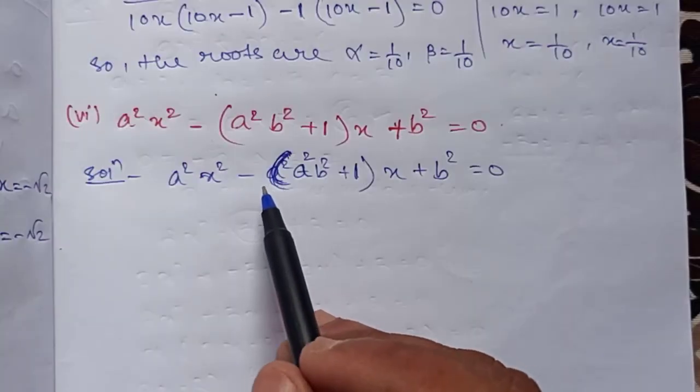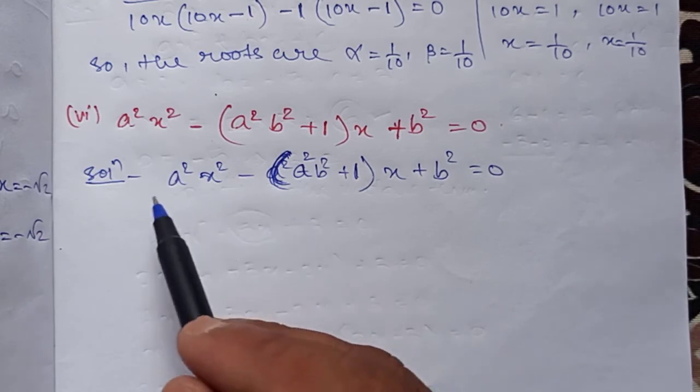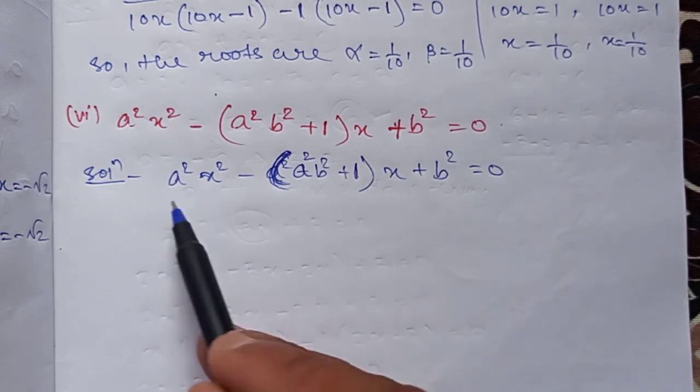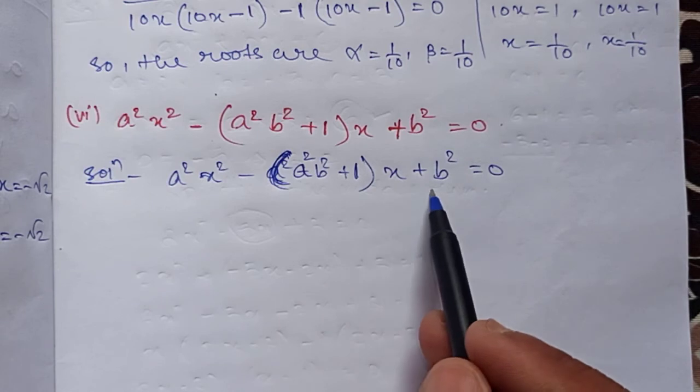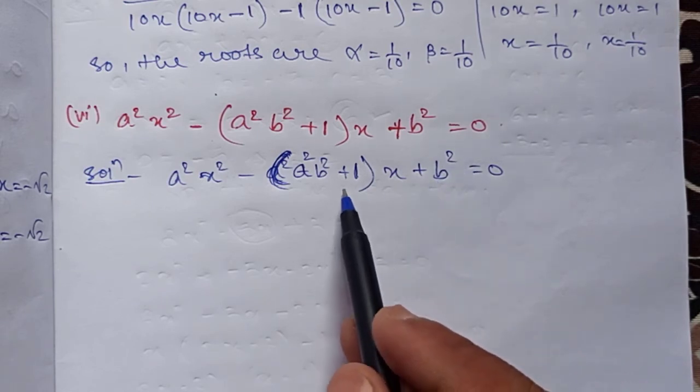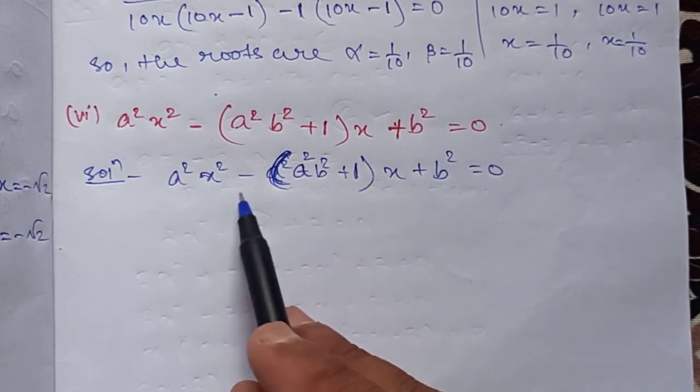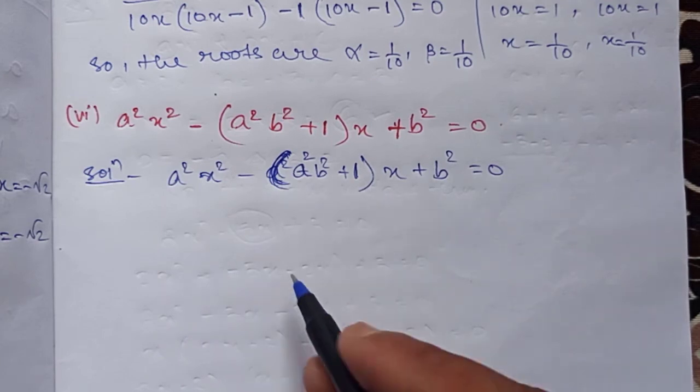Look here, this type of equation is very easy to solve. You can see there are 4 terms. This is one term, these are 2 terms, and this is the 4th term. So here there is no need to split the middle term. You just arrange the equation and you will be able to solve it.